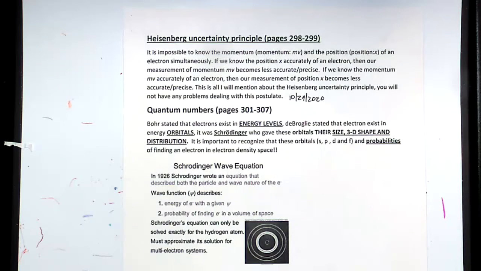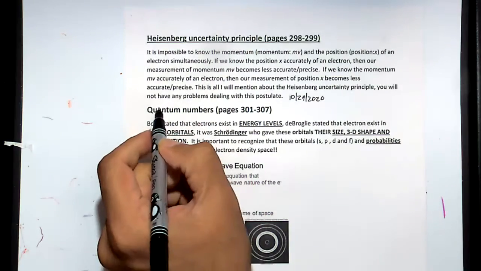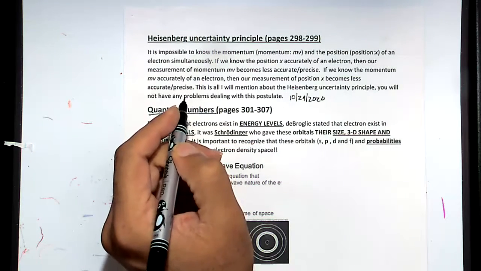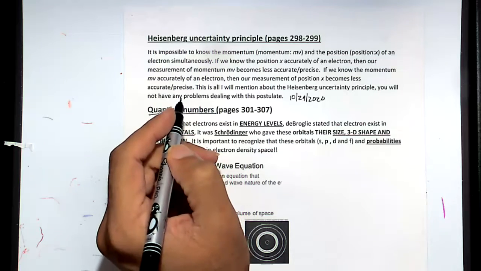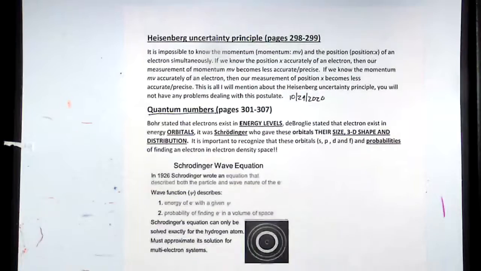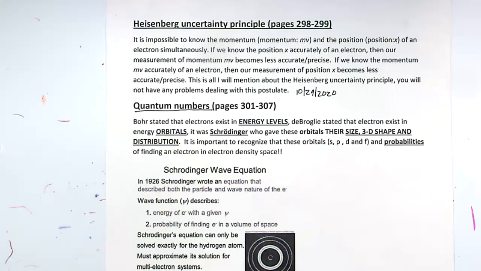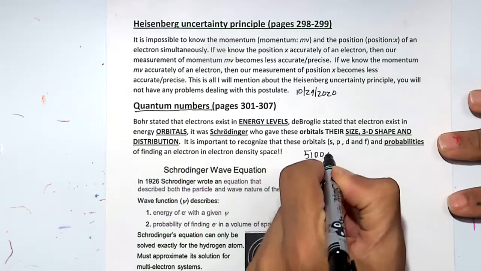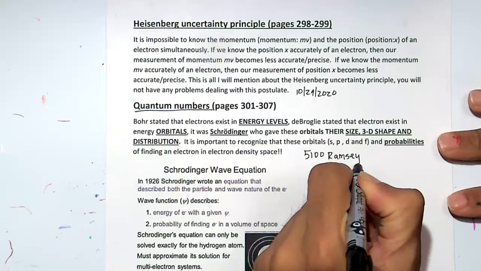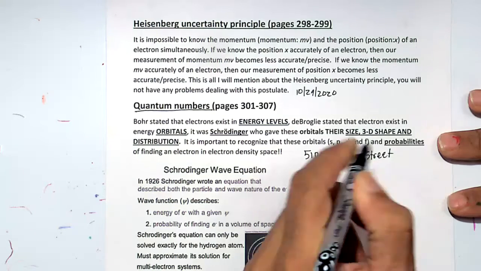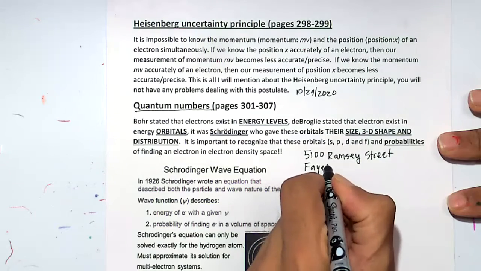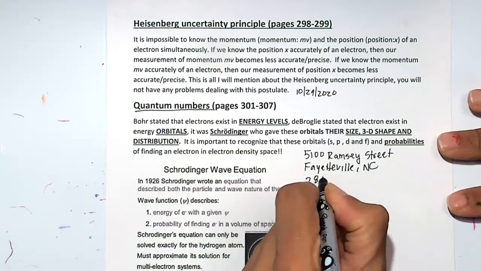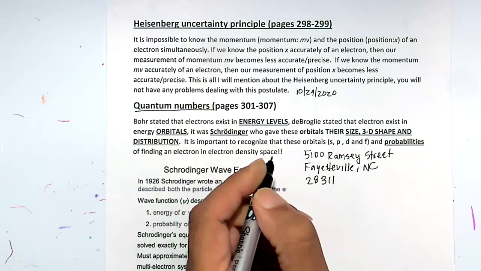So I want to introduce you guys to this concept of quantum numbers. The first thing I'm going to do to try to illustrate the idea of quantum numbers is write down the address of our school. So here's the address of the school: 5100 Ramsey Street, Fayetteville, North Carolina, 28311.